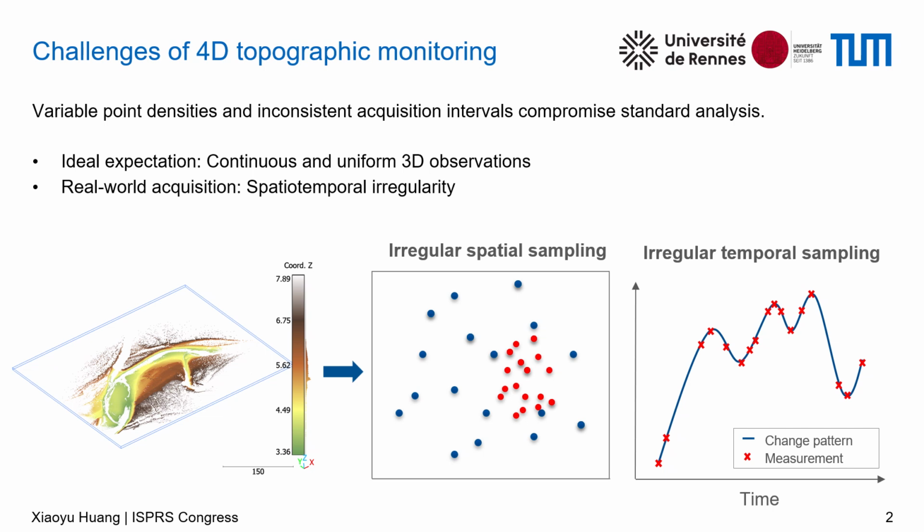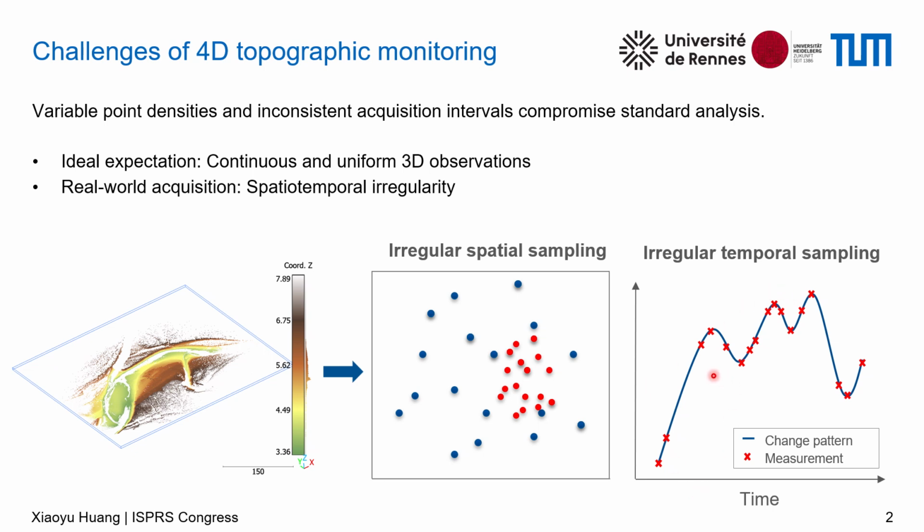So, as you can see on the figures here, we constantly face a major challenge, which is the spatial-temporal irregularities. Especially due to different sensors or varying scanning geometries or even occlusions, our point density is highly inconsistent. So some areas are dense while others are rather sparse. Temporally, our acquisition intervals are rarely perfectly regular. So we might have daily scans during a campaign, followed by a gap of several months.